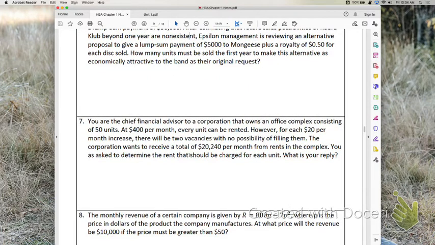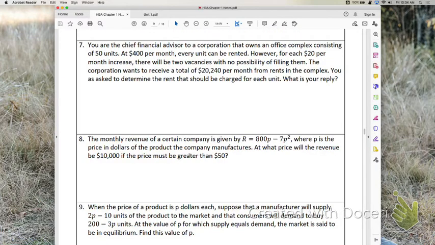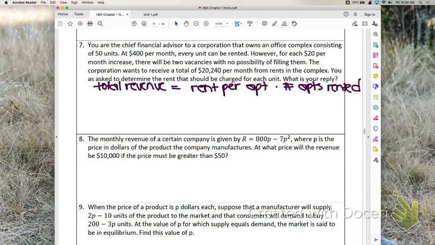So kind of going back to that one, I'm not going to pull that one back up, but we had a little bit of a setup for ourselves here. Am I on the right one? Yes. Okay, total revenue or profit is equal to the rent per apartment times the number of apartments rented. In this case, this would be units rented or office. So maybe I'll change that to unit for this one.